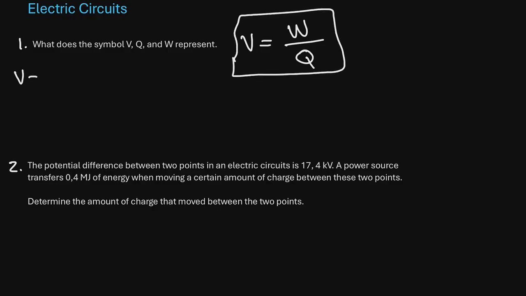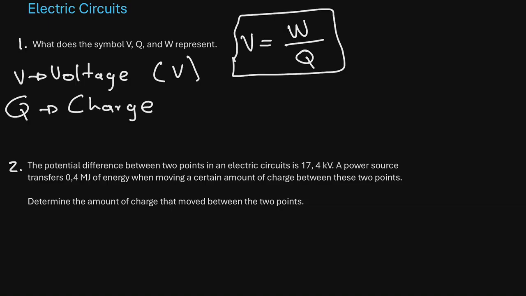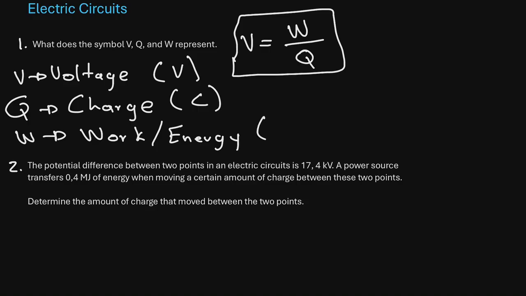So V represents voltage, and voltage is the same thing as potential difference. So the voltage is measured in volts. And the Q will represent the charge. So charge is measured in coulombs. And then lastly, W will represent work. Work, which is the same thing as energy. So the units for work or energy is joules.